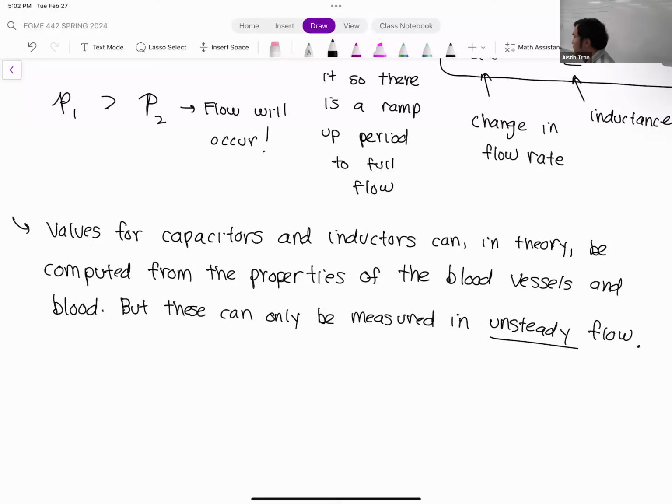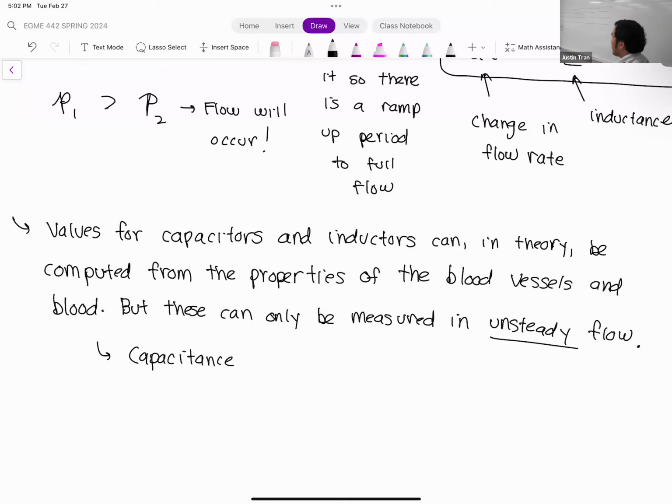So that already makes it really difficult to take the same approach that we did with the resistance. It's a lot harder to look at the unsteady Navier-Stokes equations and derive an expression for the capacitance and the inductance from that. Even more specifically, the capacitance is actually very difficult, or I should say compliance.